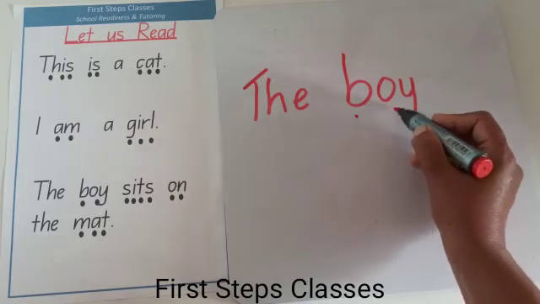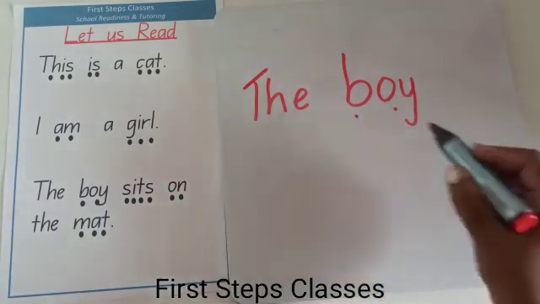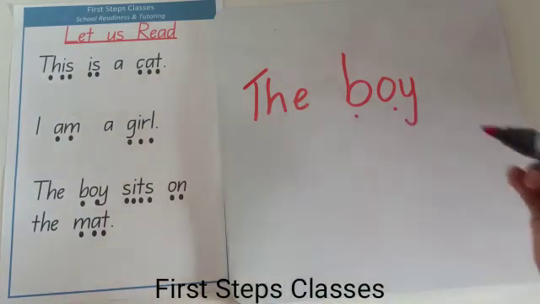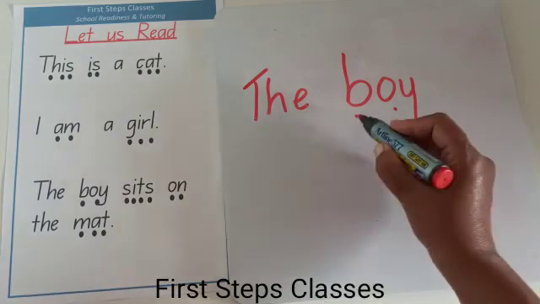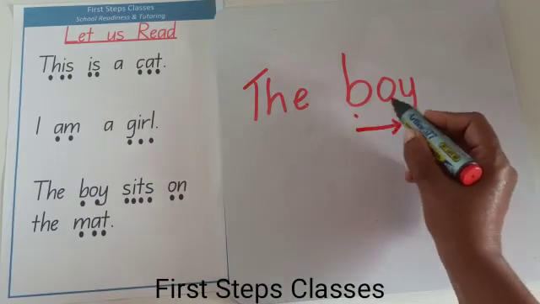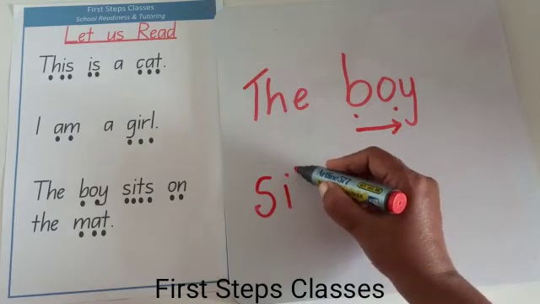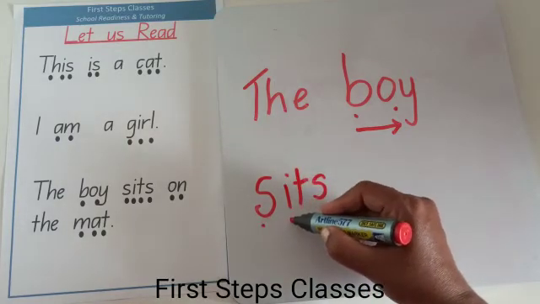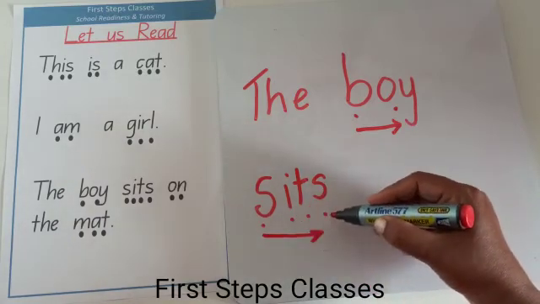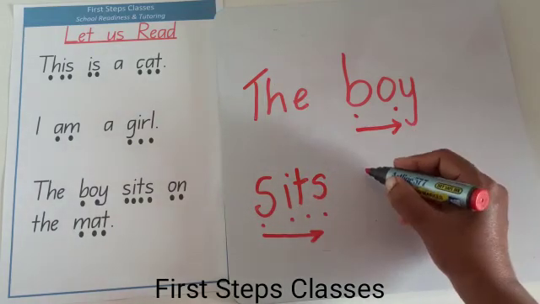B-oy, boy. So these are the sounds that you should be knowing before you start reading and writing. All these sounds are included in Jolly Phonics. So as soon as you see the words, you come to know what sounds are there in the word and then you split them. So b-oy, split them into separate sounds and then read them as a word. Boy. B-oy, boy. Alright, next word is sits. S-i-t-s. Again, separate it into separate sounds and then read it as a word. Sits.